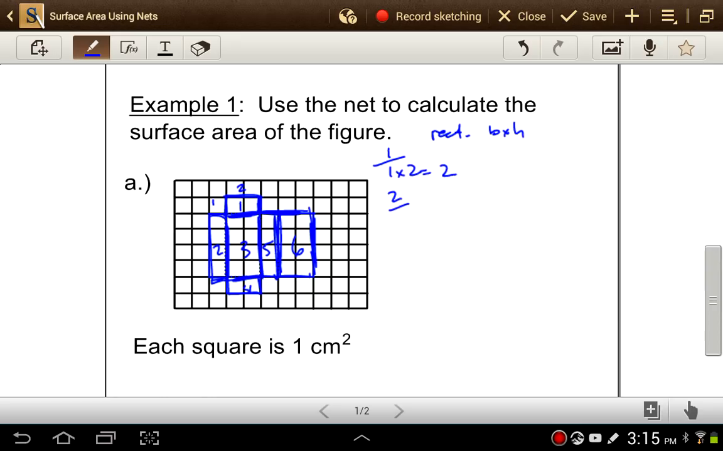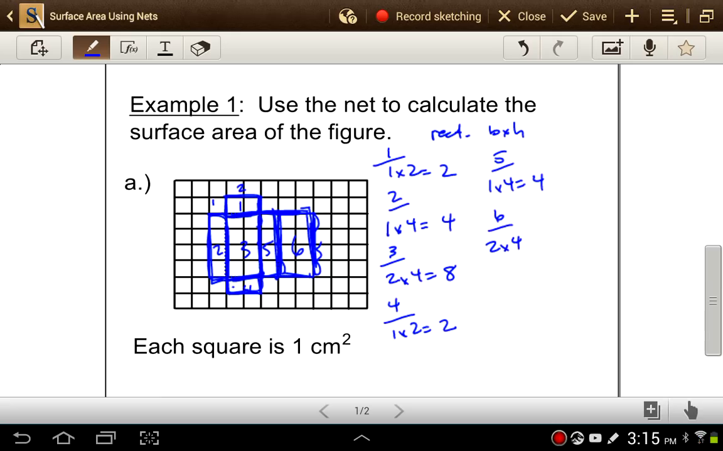For my second shape, that is 1 by 1, 2, 3, 4. So 1 times 4 is 4. For my third shape in the inside here, that's going to be 2 by 1, 2, 3, 4. So 2 times 4 is 8. For my fourth shape, that's going to be down here. That would be 1 by 2, so 1 times 2 is 2. For my fifth shape, that's going to be this piece right here. It is 1 by 1, 2, 3, 4, so 1 times 4 is 4. And for my sixth shape, I have 2 times 1, 2, 3, 4. So for my sixth shape, that would be 2 times 4, which is 8.